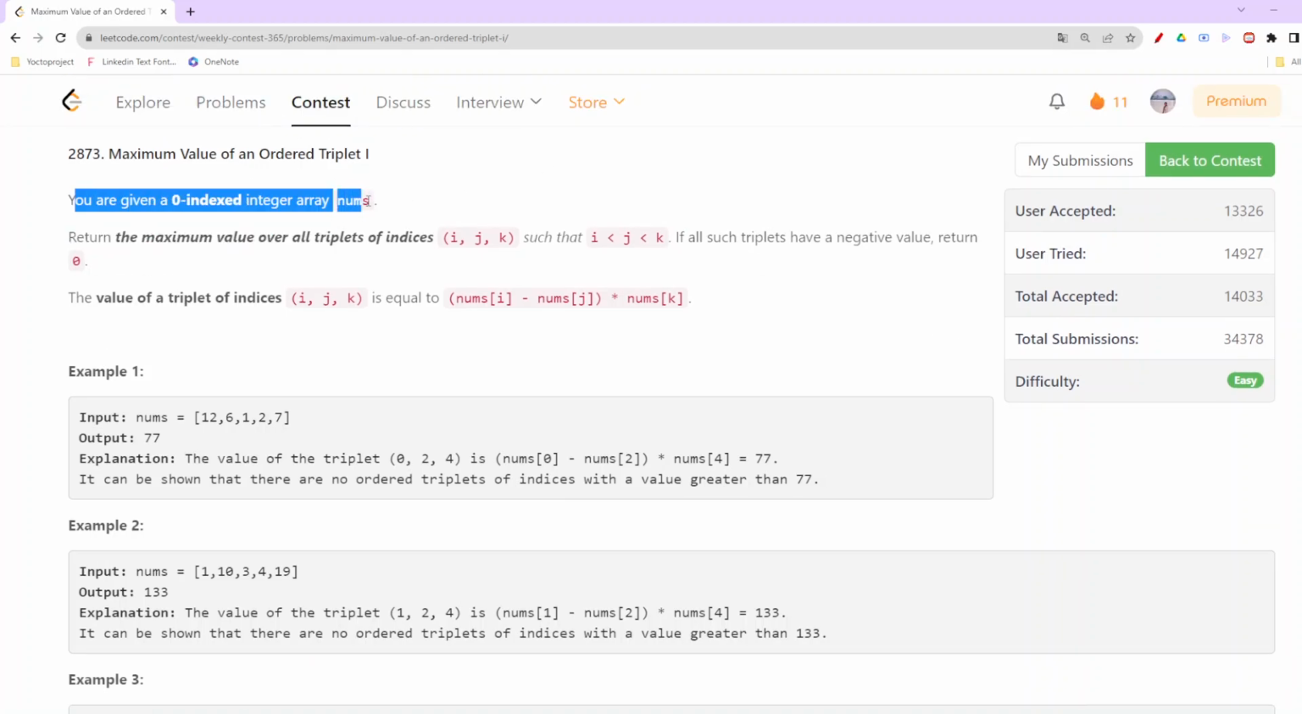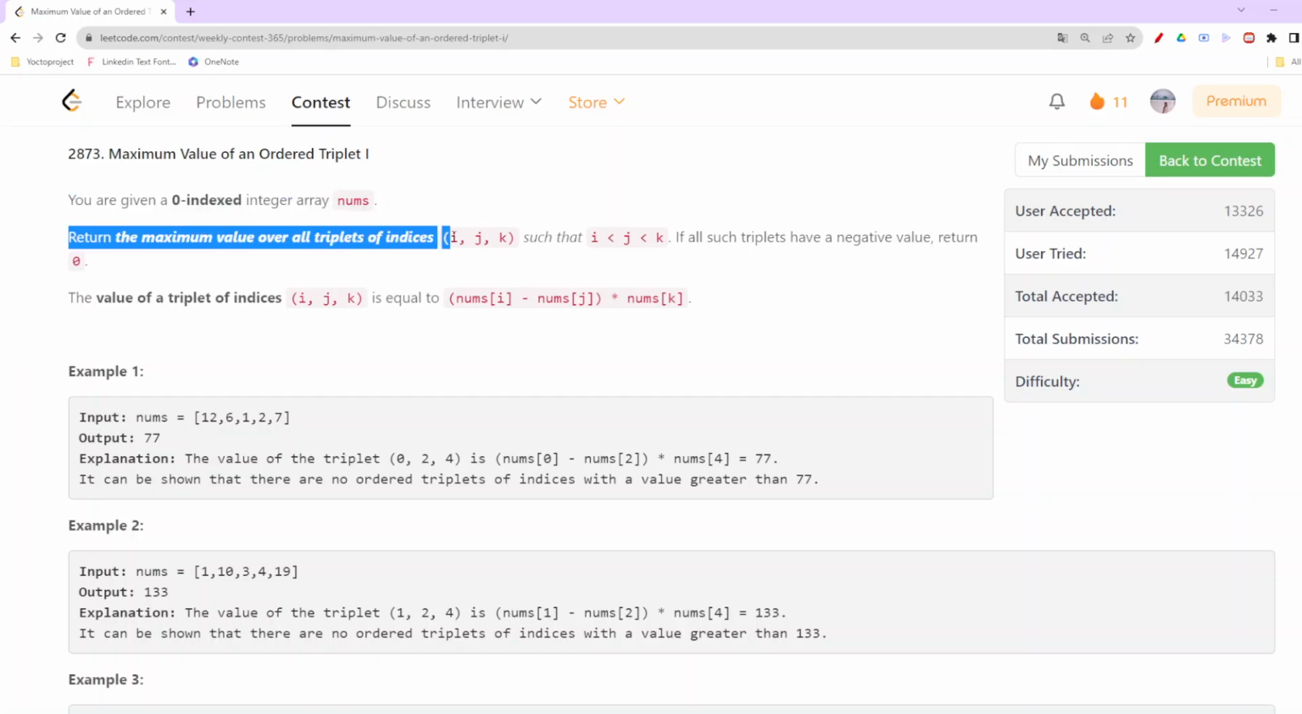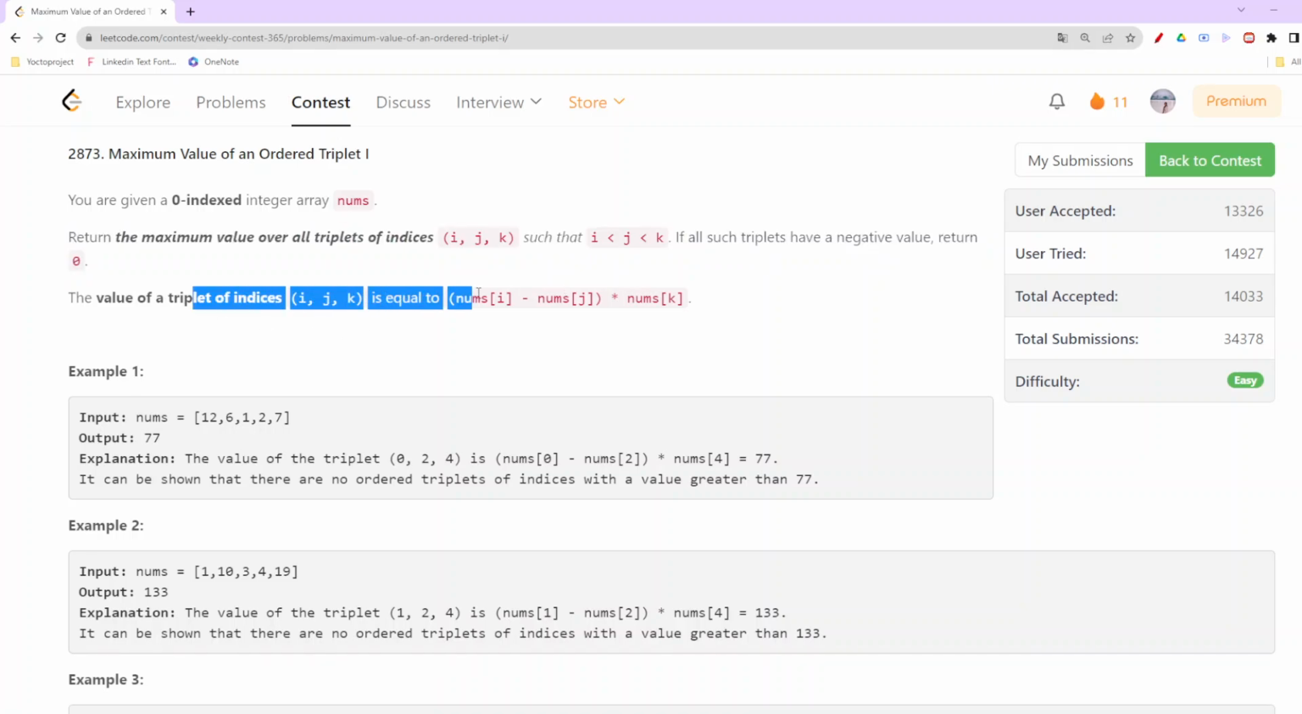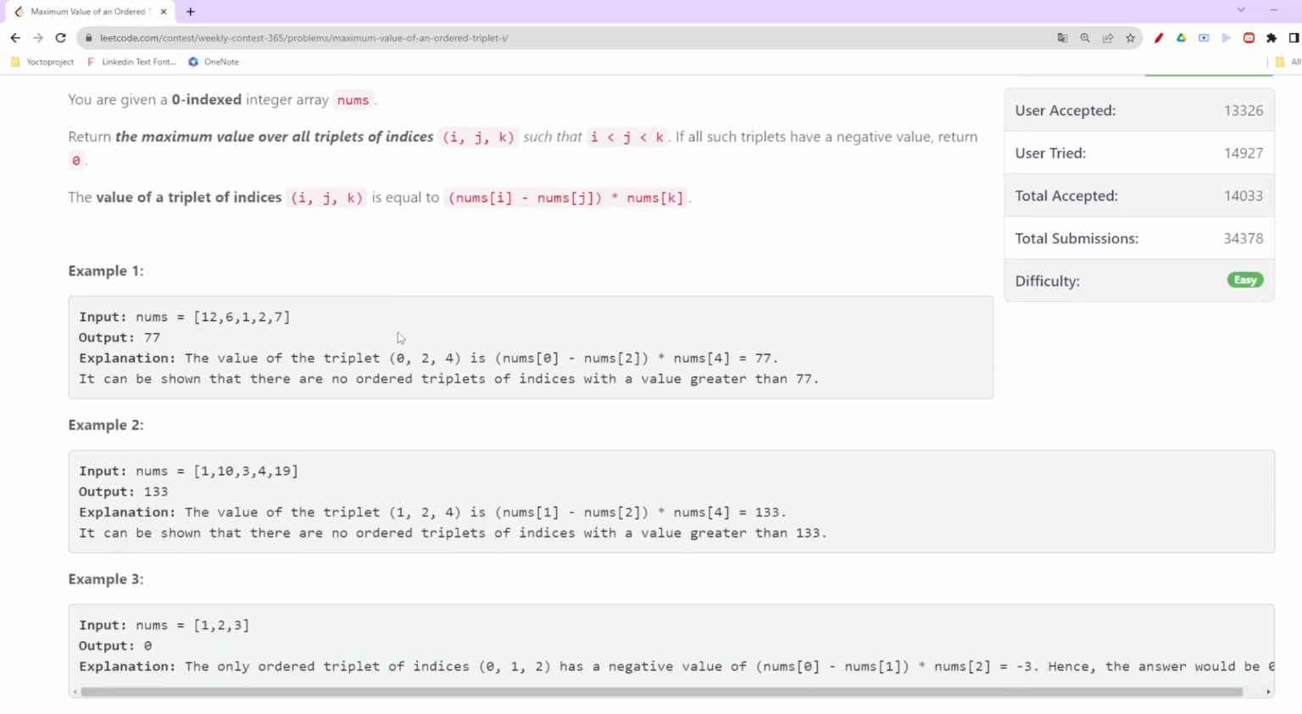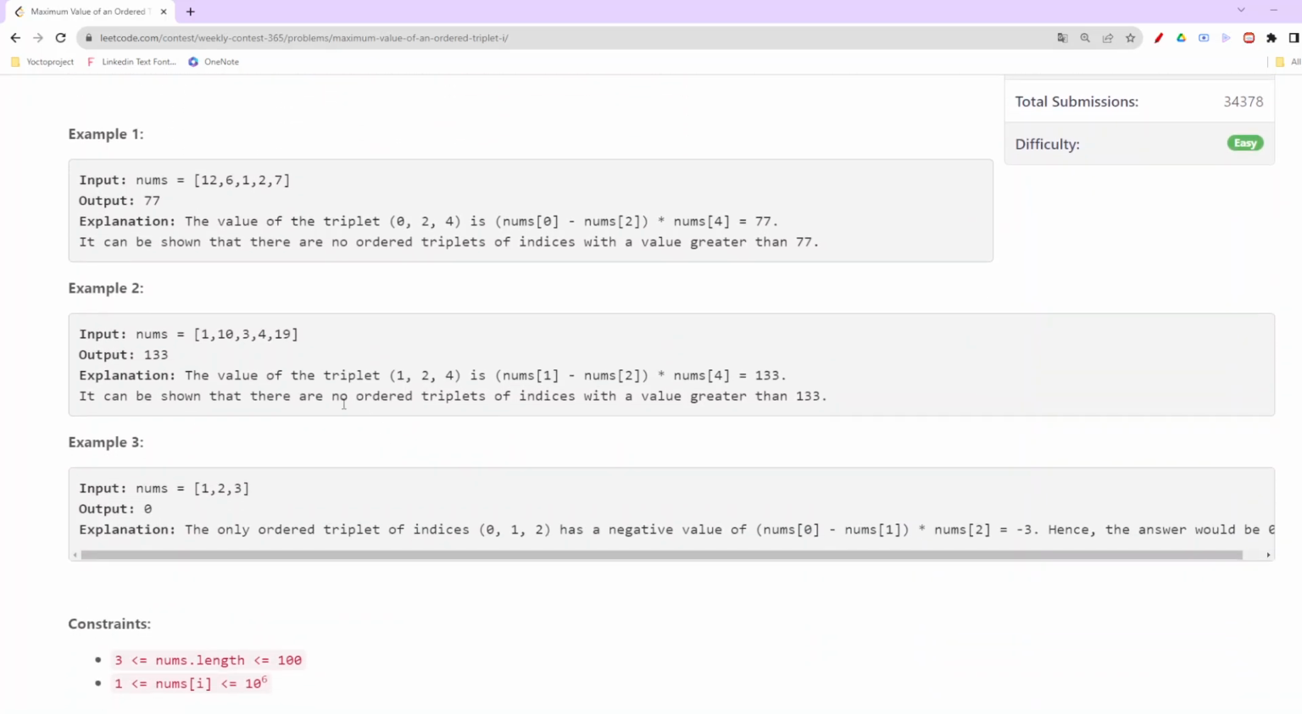So here you are given a zero-indexed integer array nums. Return the maximum value over all triplets of indices i, j, k such that i is less than j less than k. If all such triplets have a negative value, return 0. And the value of the triplet of indices i, j, k equals (nums[i] - nums[j]) times nums[k]. So this is the thing which we are required to do here. Basically, this is an easy level question, so even a brute force will easily work here.